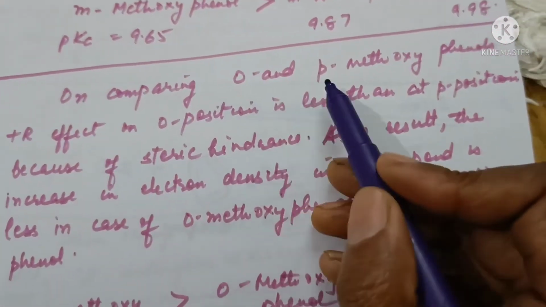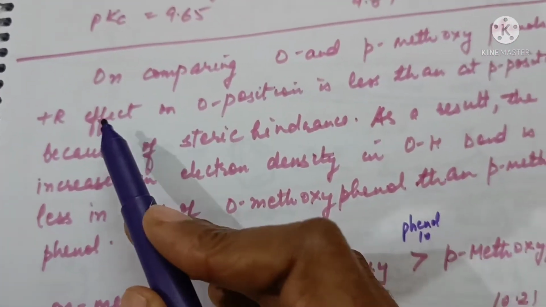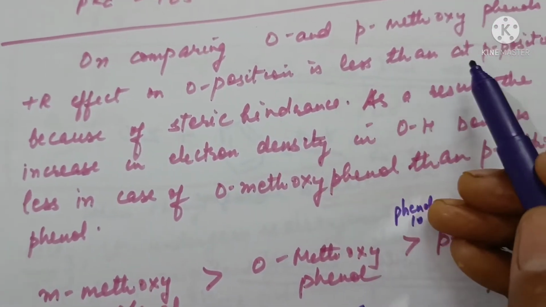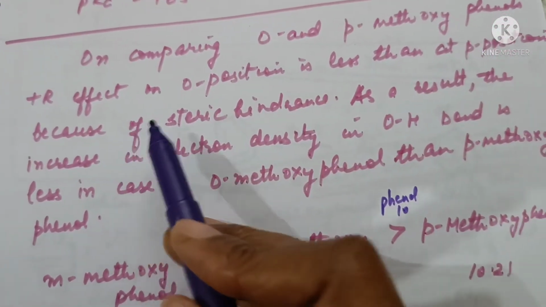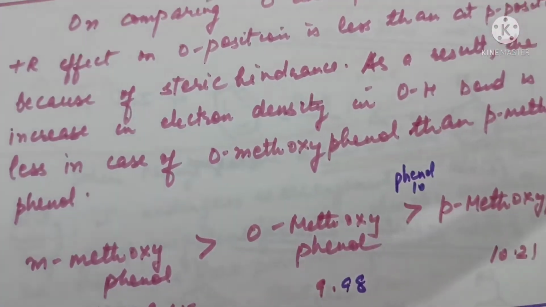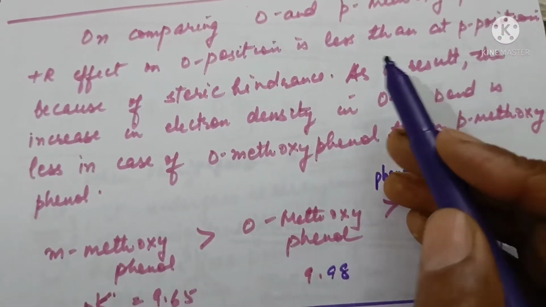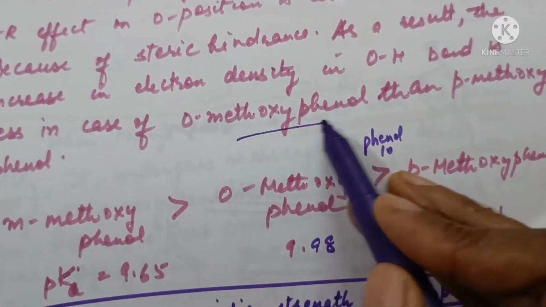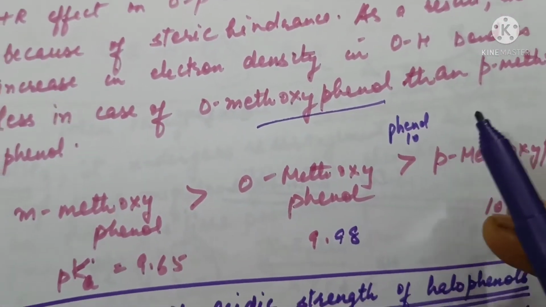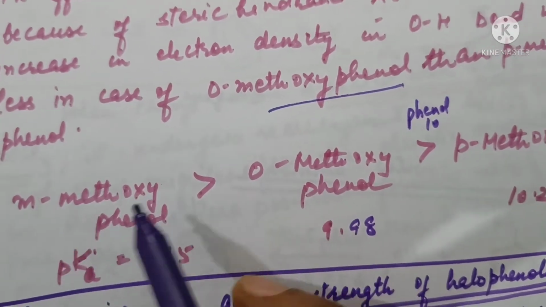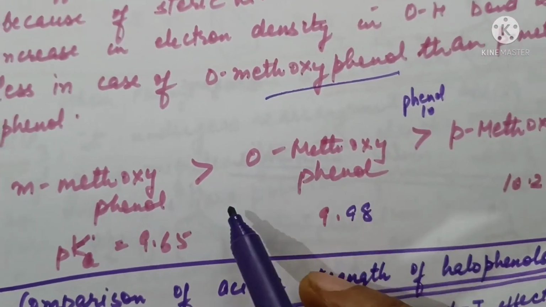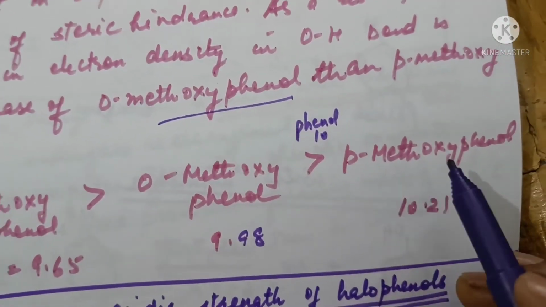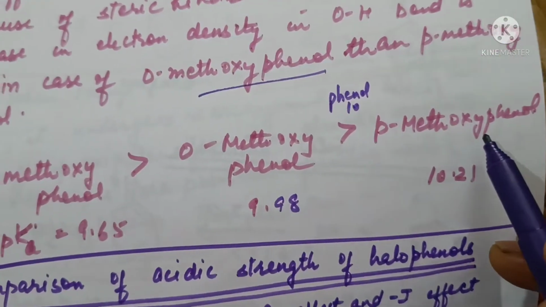On comparing ortho and para-methoxyphenols, plus R effect in ortho position is less than at para position because of steric hindrance. So as a result, the increase in electron density in the OH bond is less in case of ortho-methoxyphenol. So in this case, meta-methoxyphenol will be more acidic than ortho-methoxyphenol, which will be more acidic than para-methoxyphenol.